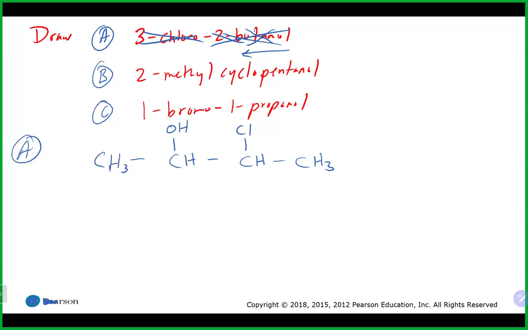Any questions on that one? Again, if you're doing a little line structure, it'll look something like that. Any questions on that one?